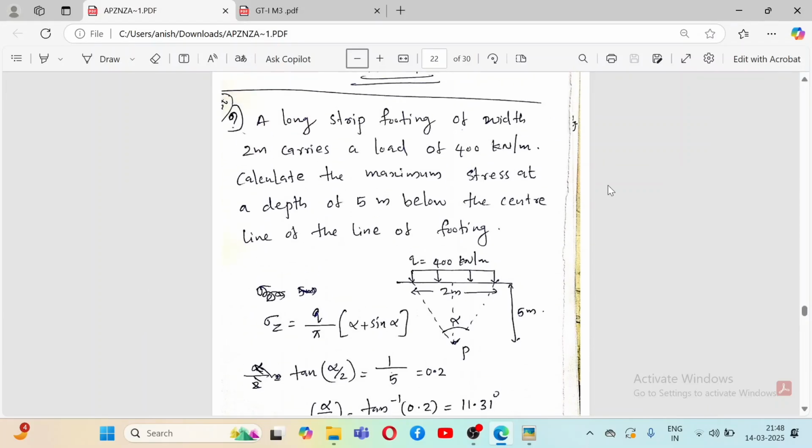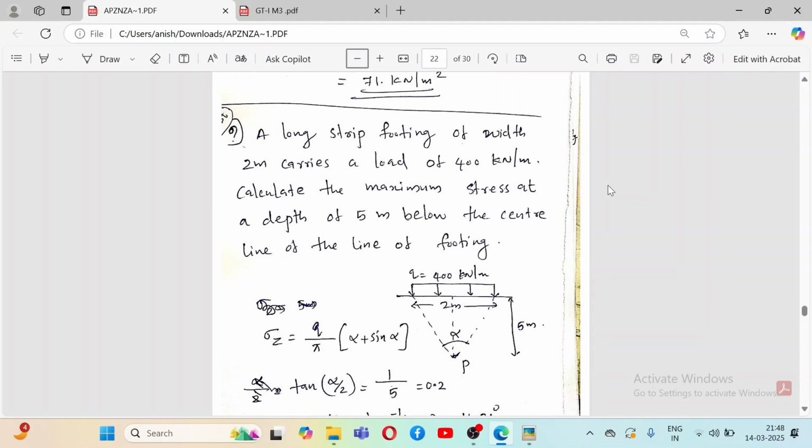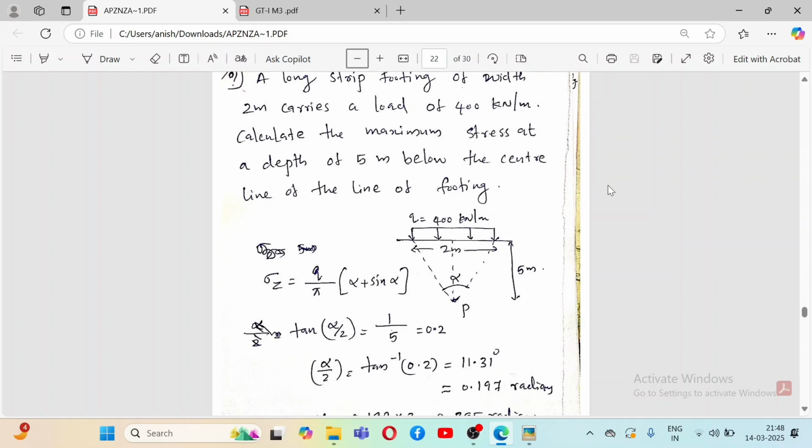Next we'll start trying to solve the problems. Okay. So first question, we have a long strip footing of width 2 meter carries a load of 400 kilonewton per meter. Okay, you should note here it is kilonewton per meter. Calculate the maximum stress at a depth of 5 meter below the center line of the footing.